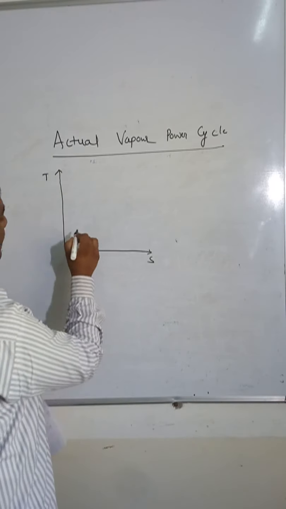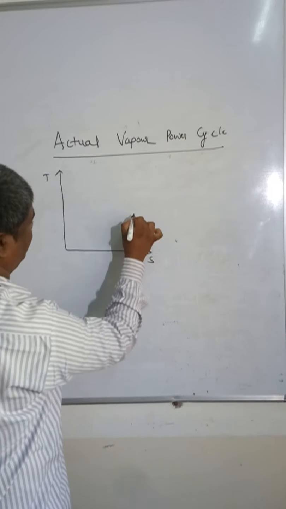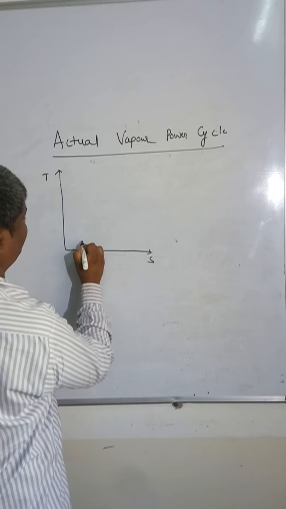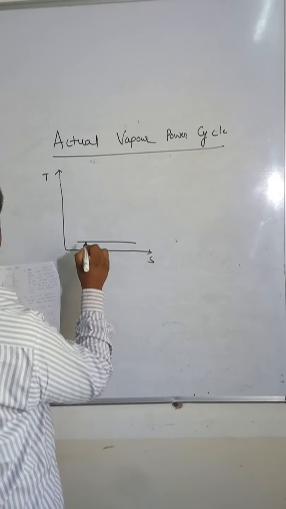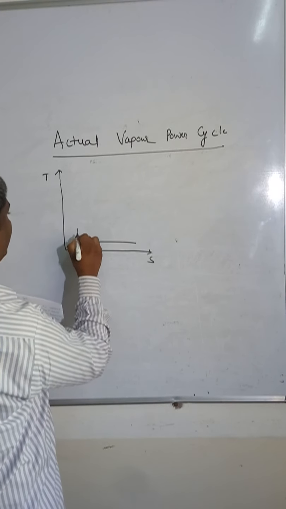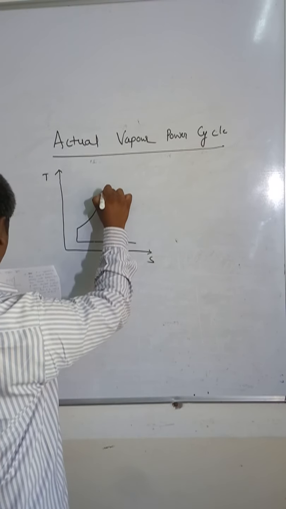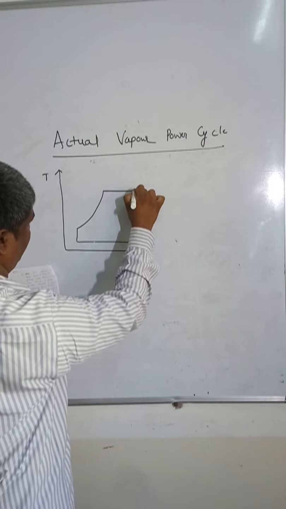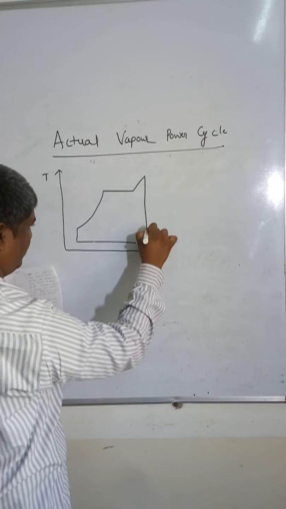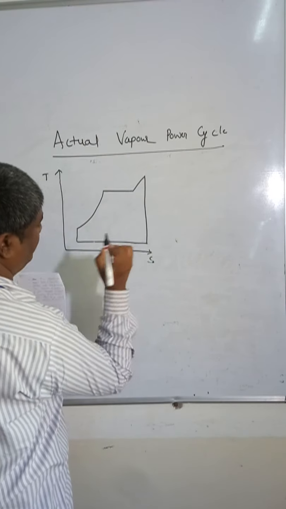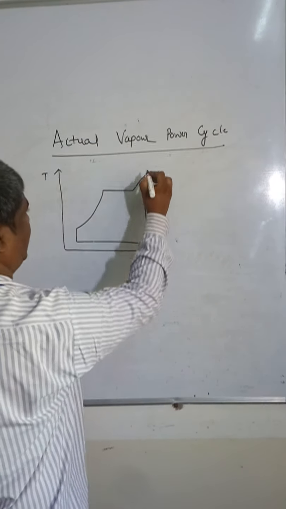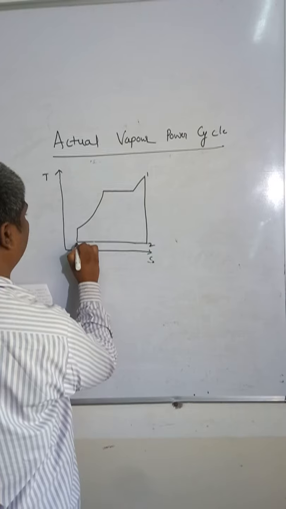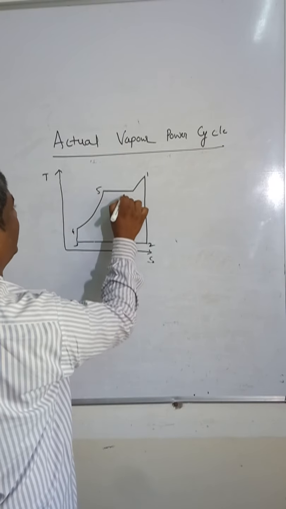What is the actual vapour cycle? I will draw the superheat cycle only. Right, so I just name the points 1, 2, 3, 4, 5, and 6.